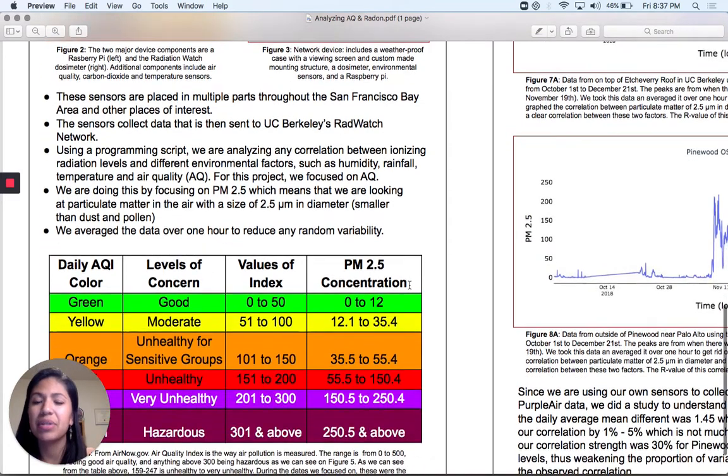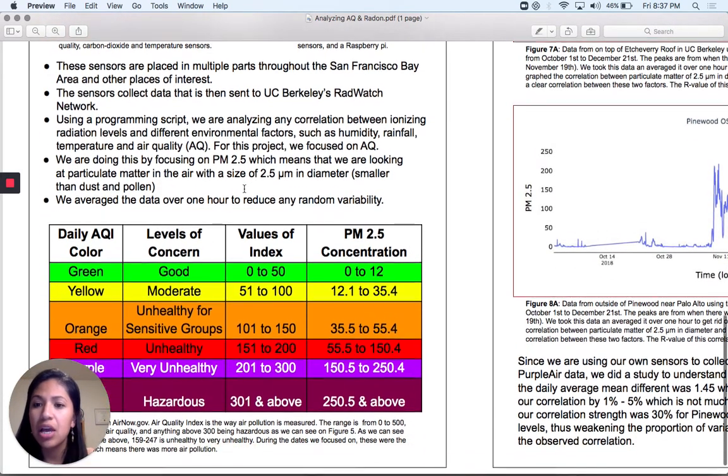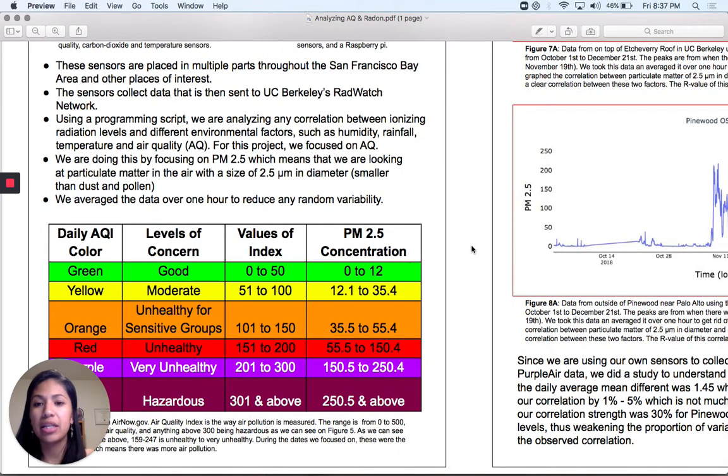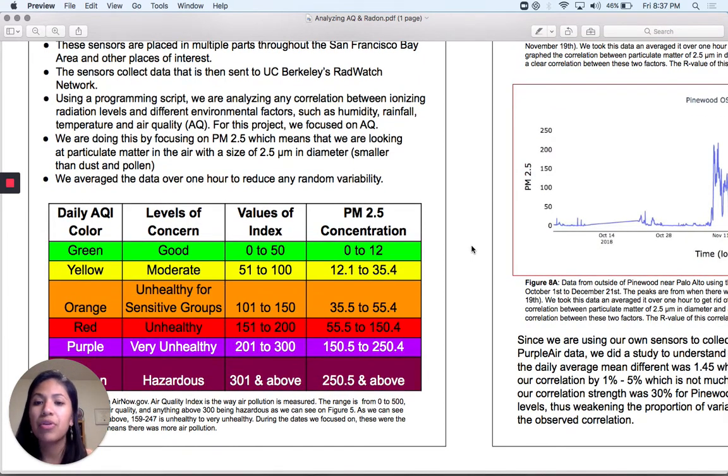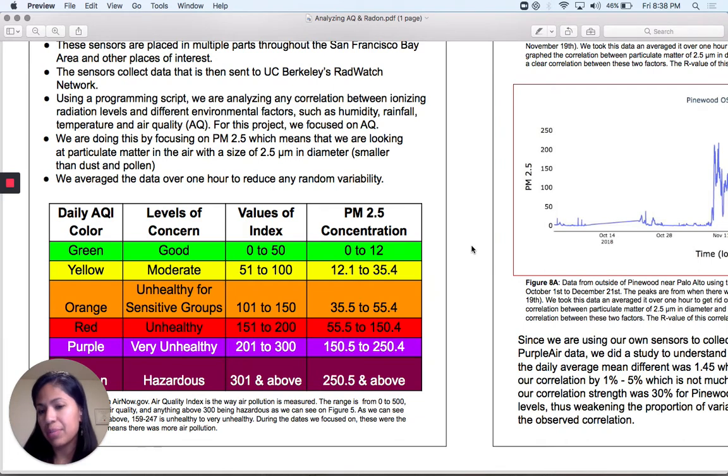These sensors are then placed in multiple parts throughout the San Francisco Bay Area and other places of interest. The sensors collect that data, which is then sent directly to UC Berkeley's RadWatch network, which is available to the public in real time. We used a programming script to analyze any correlation between ionizing radiation levels and different environmental factors, such as humidity, rainfall, temperature, and air quality.